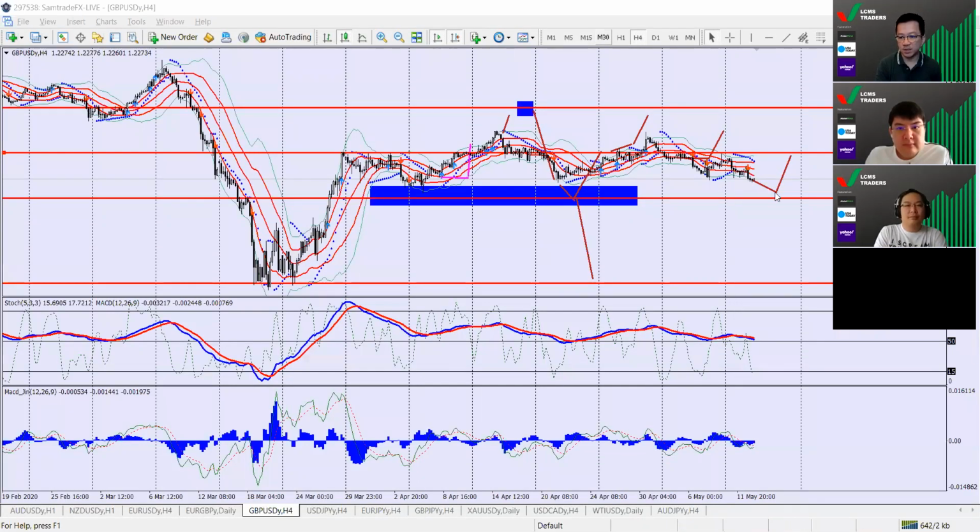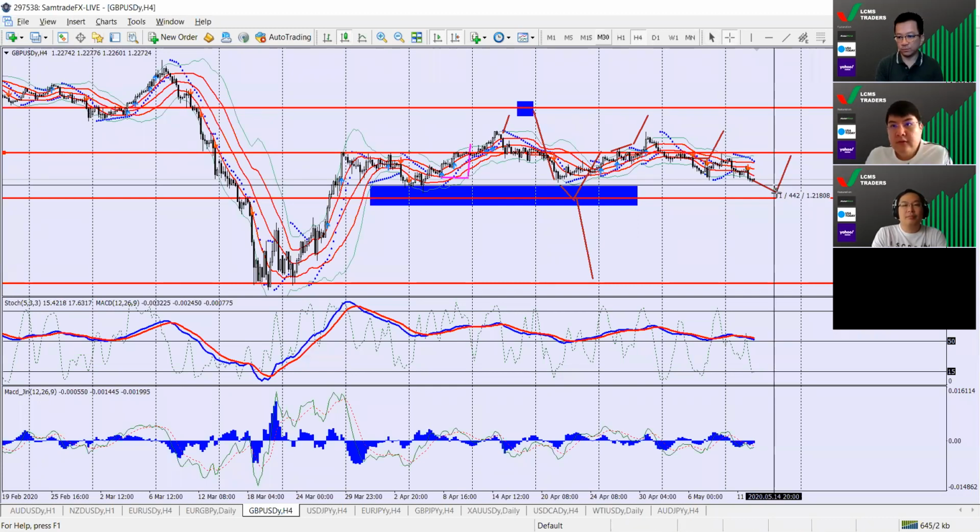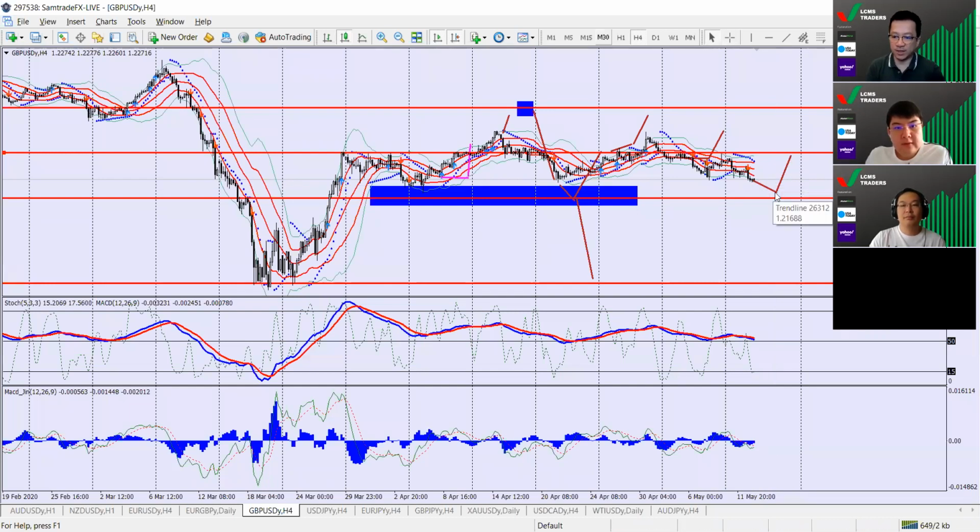So if it does test this support and bounce back up, that would be one level. However, once it goes there, that could be a good risk reward, 100 something or 200 to 200. So there's a 1-to-1 risk reward ratio there as well. So the main thing is to let it come back down, test that support, and you can trade it up to the 1.2470 level.